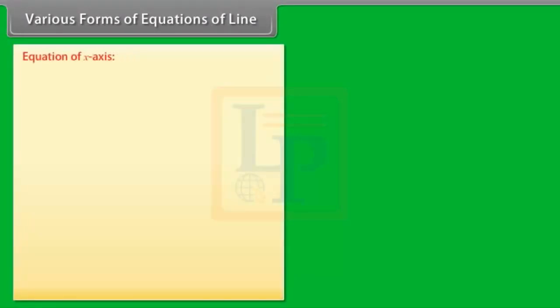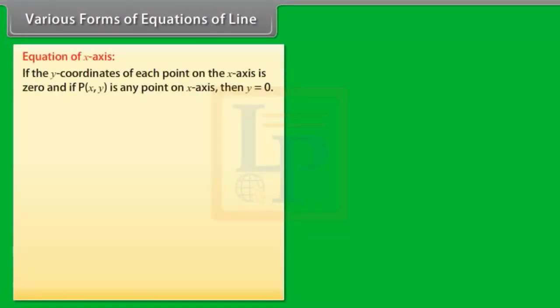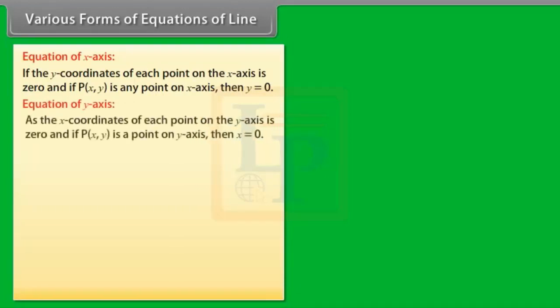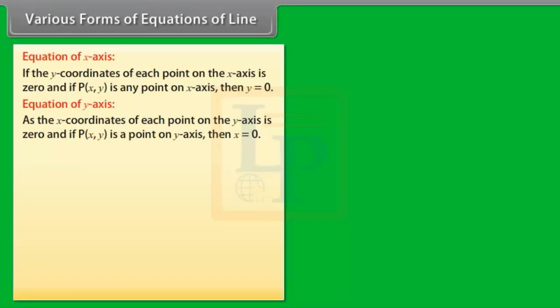Various forms of equations of line. Equation of x-axis. The y-coordinate of each point on the x-axis is 0, so if P(x, y) is any point on the x-axis, then y is equal to 0. Equation of y-axis. As the x-coordinate of each point on the y-axis is 0, if P(x, y) is a point on the y-axis, then x is equal to 0.